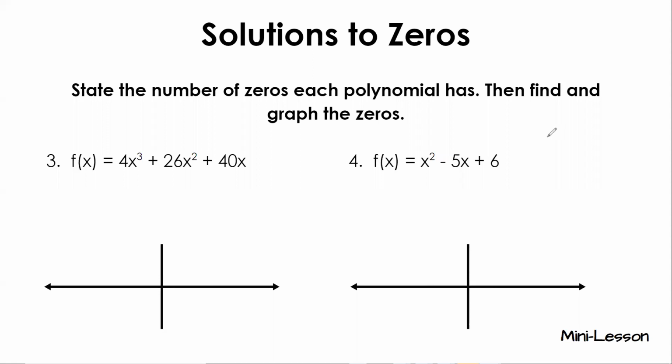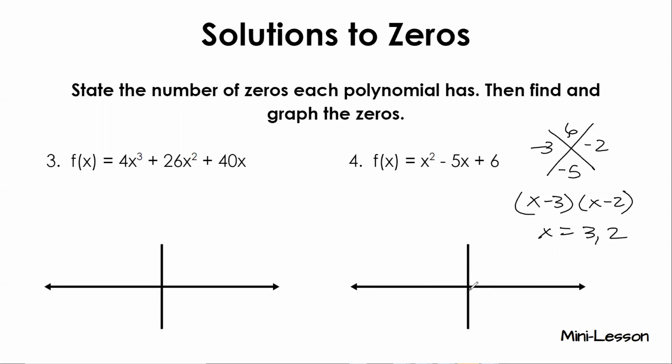So on number 4, we factor. A times C is gonna give me 6. B is negative 5. What 2 numbers can I multiply together to get me 6, but add together to get me negative 5? Negative 3 and negative 2. So if I write this out in factored form, I would have x minus 3, x minus 2. If I solved, I would get x equals 3 and 2. Degree is 2, so we're going to have a parabola.